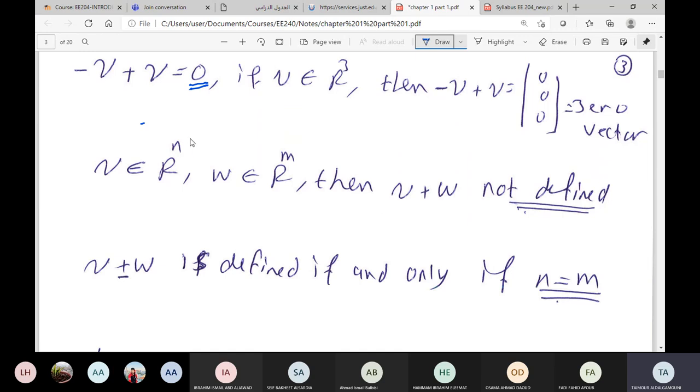Now, if V belongs to Rn, which means V has n components, and W has m components, W belongs to Rm, then V plus W is not defined. That's what I told you before. In order to add or subtract vectors, they have to be of the same dimension. So, in order to add V to W, V has to be in Rn and W has to be also in Rn. If m is not equal to n, which means that the vectors are of two different dimensions, then we cannot add them.